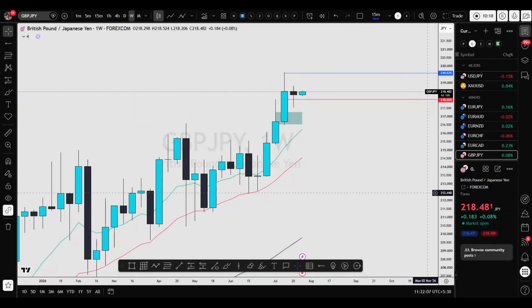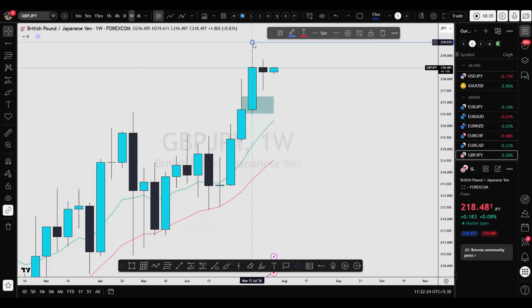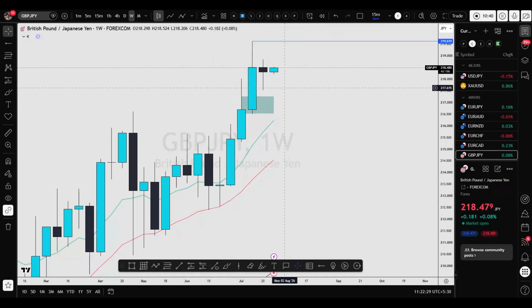GBP JPY. Okay, the last weekly candle was an inside bar. So what do we do when it's an inside bar? Either we skip or we can also look one candle back. And last week we were targeting the previous weekly high, so we can still target this weekly high overall in the long term. So if we find any intraday long setup, then we can definitely go for it and target this high.